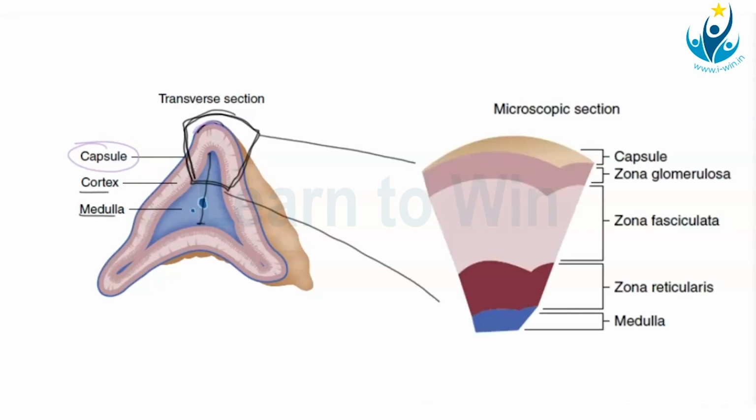When I take that microscopic section, the existing layers can be further divided into many sub-layers. You have the outermost capsule and the innermost medulla, but the cortex layer is again divided into three sub-layers. The first one is the zona glomerulosa, the second one is the zona fasciculata, and the third one is the zona reticularis.